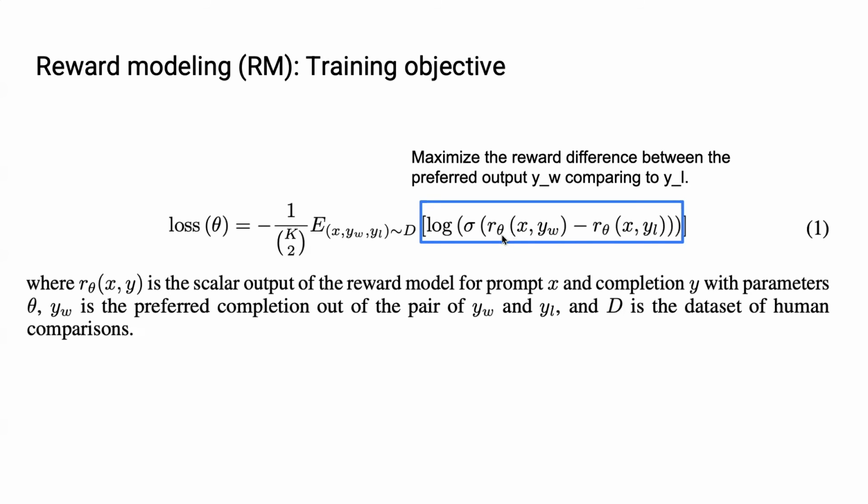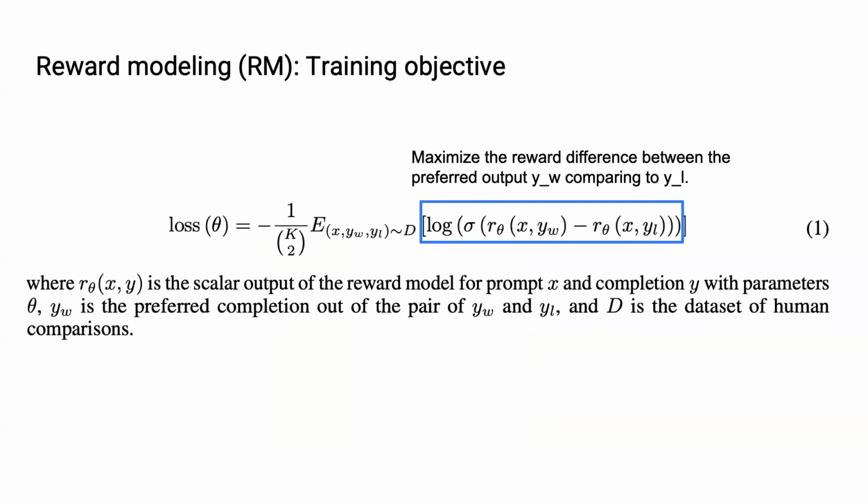So that the scalar output, the preference score for YW predicted by the reward model, is much larger than for the less preferred output. This is what the objective is. They just want to maximize the reward difference between the preferred one and the less preferred one. That's the only goal in their reward modeling.